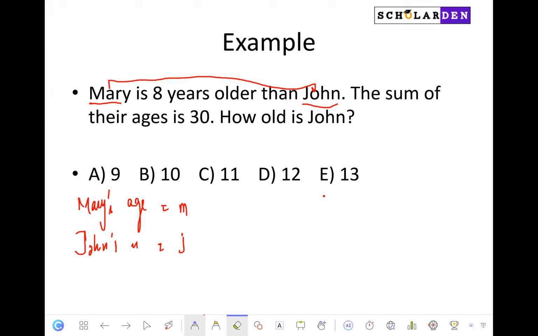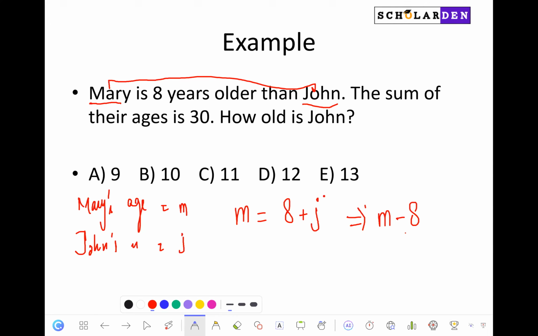This actually means that Mary is 8 years older than John. So it's John's age plus 8 that is actually Mary's age. Why? Because Mary is the person who is 8 years older than John. So if I write it another way, if we reduce Mary's age by 8 years, that would become John's age, right?